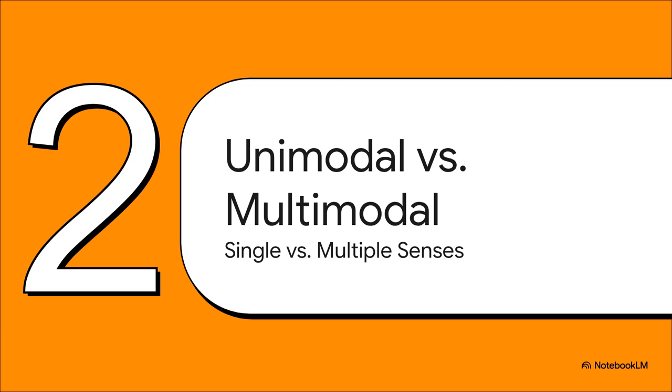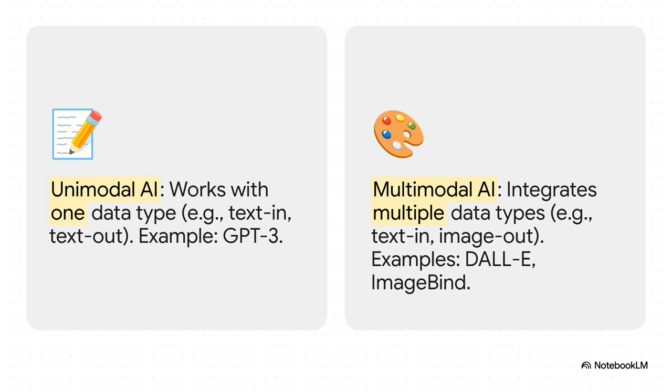Okay, so besides the architecture, there's another really key distinction here. How many senses or types of data can an AI work with at the same time? On one hand, you have unimodal AI. Think of these as the specialists. They're really good at one thing, like text in, text out. But on the other hand, you have multimodal AI, and these are the generalists. They can connect different kinds of data, like turning your text description into a stunning image, which is exactly what models like DALL-E do. They're bridging the gap between our senses.